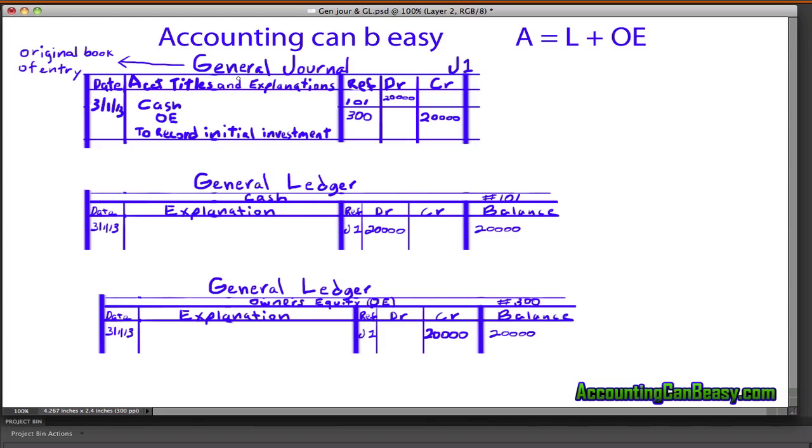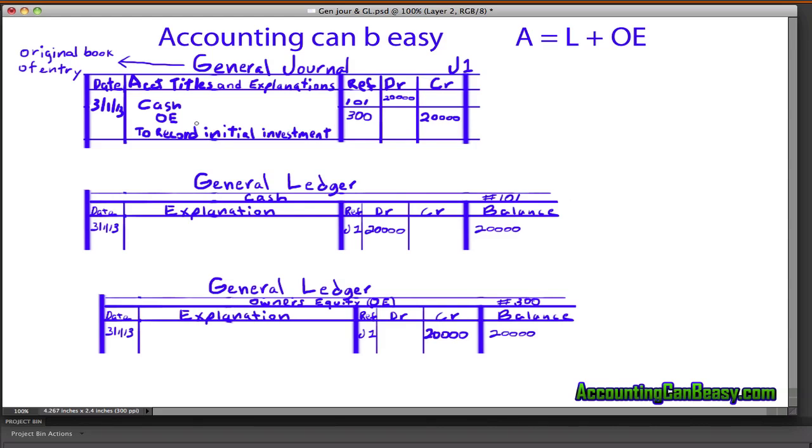What we have in front of us is a version of the General Journal and the General Ledger. If you don't understand what general journals, general ledgers, debits, and credits are, don't worry about it, because we will cover it in detail and you will understand it.